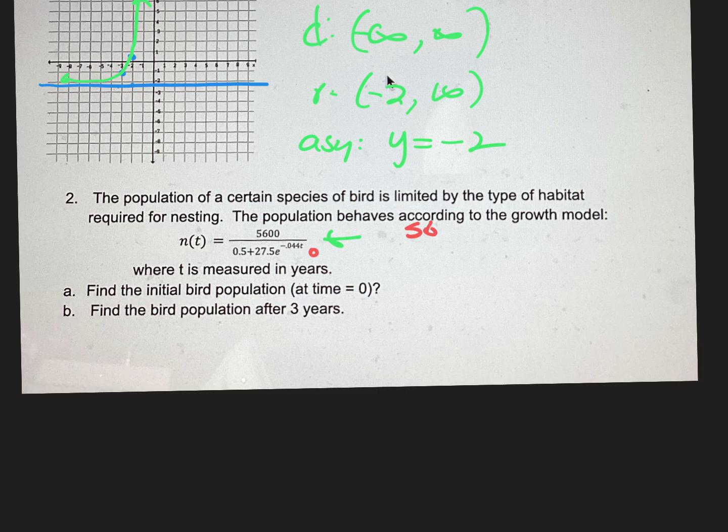I'm getting 5,600 over 28 when I plug in the 0. Just punch it in your calculator if you need to. And obviously you're going to get 200. So the original at time 0, there were 200 birds.